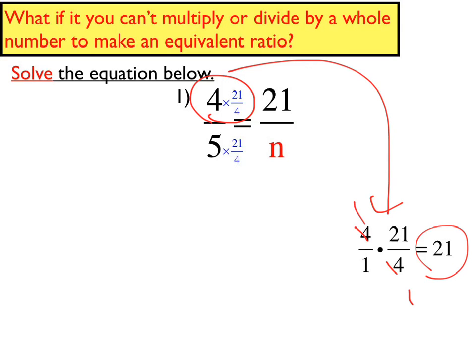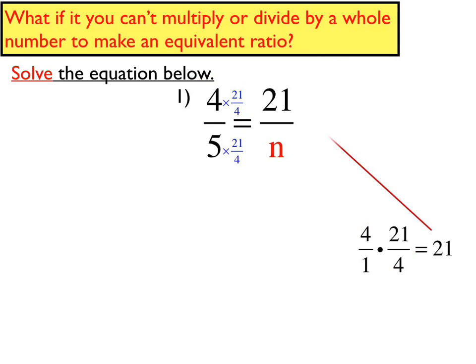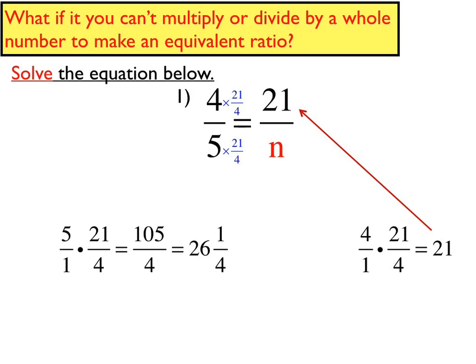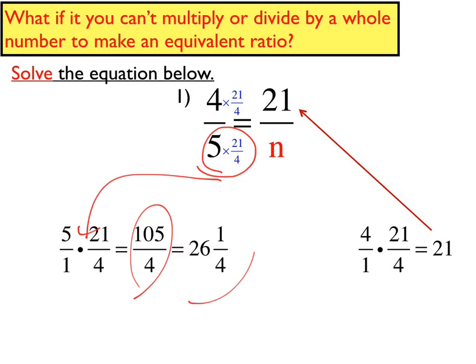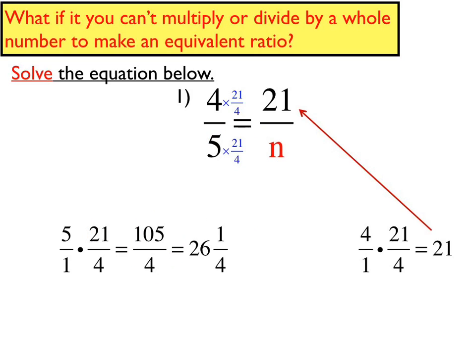So if I'm going to do that, I would need to do the same thing right there. And so if I do that, 5 over 1 times 21 over 4. So what I'm doing is I'm doing this multiplication right here. I can't do any cross-dividing, so I multiply straight across, turn it into a mixed number, and I end up with 26 and 1/4 for n. So n is 26 and 1/4.